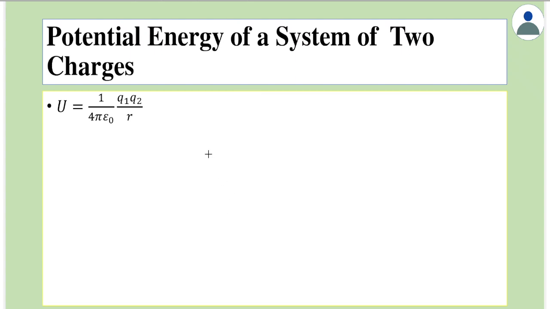The symbol for that would be U. Let's find out what is the potential energy of a system of two charges. To understand this, let's have a case where we have a charge small q1. Now this charge is being brought from infinity to this point. Let's call the point some point A.